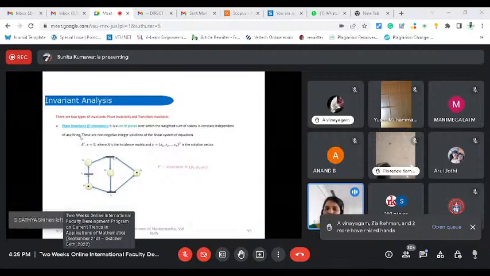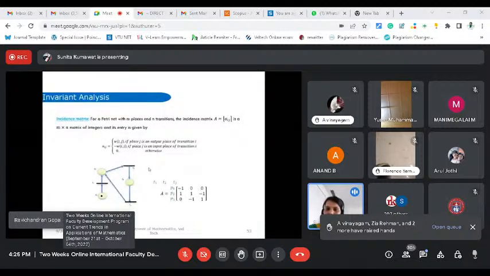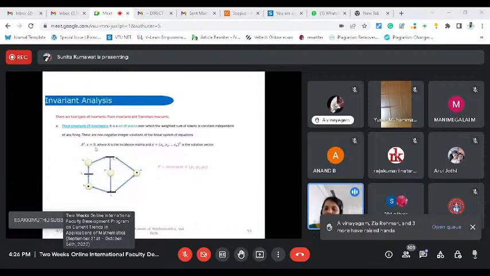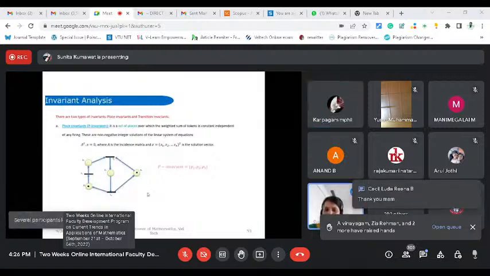We have to find out first the incidence matrix, whatever we have discussed last time. Here A, we just take the transpose, and then we multiply this by x is equal to 0. So we constitute this equation where A is the incidence matrix and x is the solution vector, which depends on our system, that is, what are the possible integral solutions of the system of linear equations.